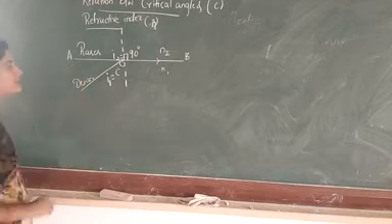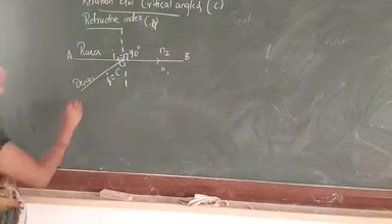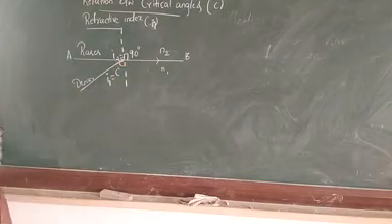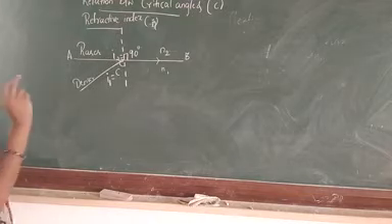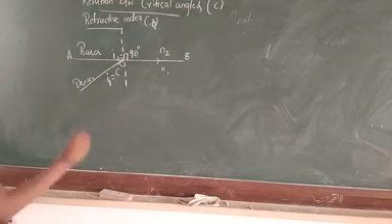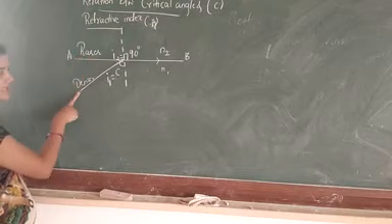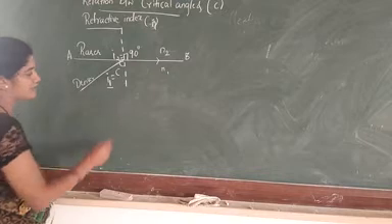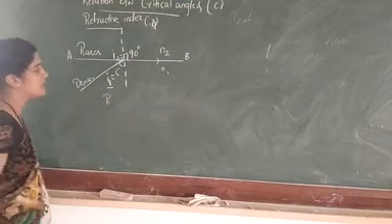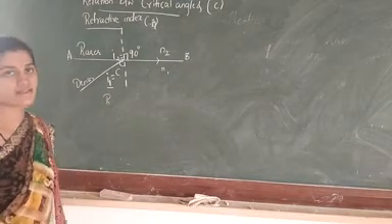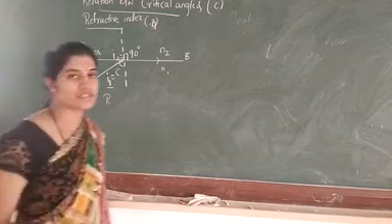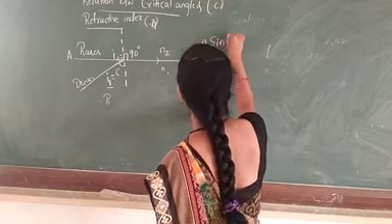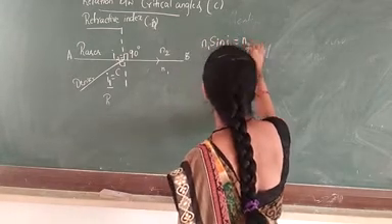Now let us consider a ray of light made to pass from the denser medium to the rarer medium. What will happen? Here we have to find the relation between the critical angle and the refractive index. Consider one as the rarer medium and the other as the denser medium. Here we consider I1 equal to C, and I2 equal to 90 degrees.